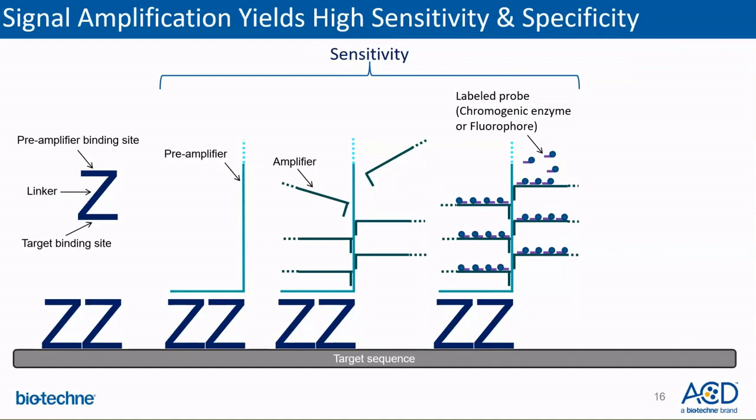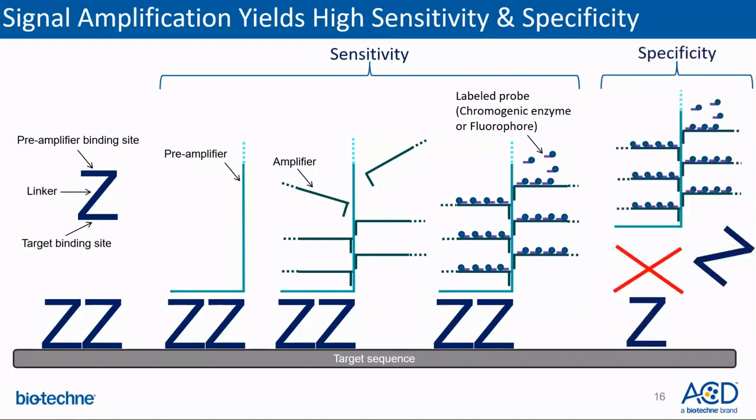RNA molecule. If a single Z binds to the target mRNA transcript, the preamplifier cannot bind as it needs both ZZs to provide a binding site. This helps to ensure the specificity of the probes and helps reduce potential background staining.